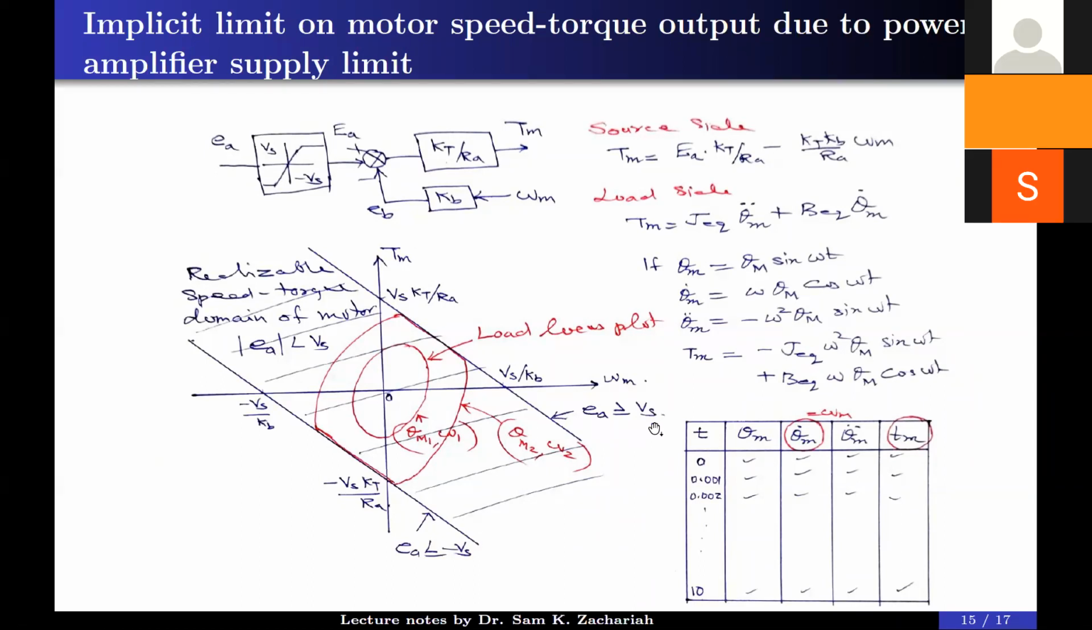So, what is it written in red? Load something? Load locus plot. Load locus plot. Okay.